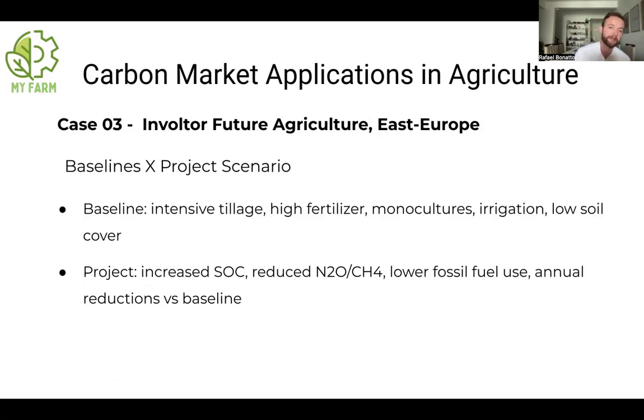What they do, the baseline versus project scenario. What they have nowadays, what they had in the last few years as a baseline: intensive tillage, a lot of plowing, high fertilizer use, monocultures, irrigation, low soil cover. What they're looking at having as a project scenario from day one towards the 30 years of the project. Remember, those practices are processes. You don't get to do it in one night, one day, one year. It's a process that takes years. Increase soil organic carbon, reduce N2O and CH4 emissions, lower fossil fuel use, and reduce the annual use of fuel when compared to the baseline, and reduce everything, from emissions, from fertilizer usage and pesticide use, okay?